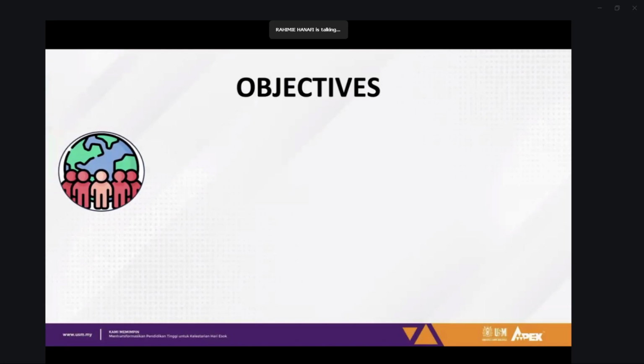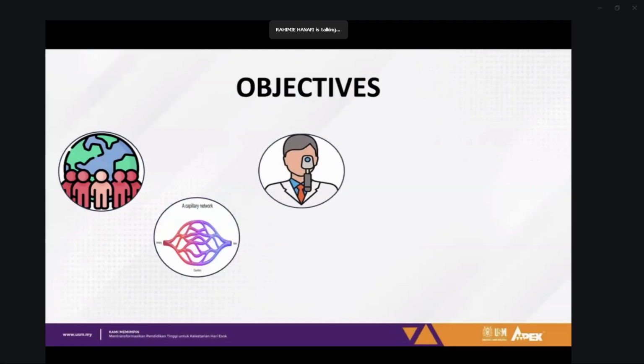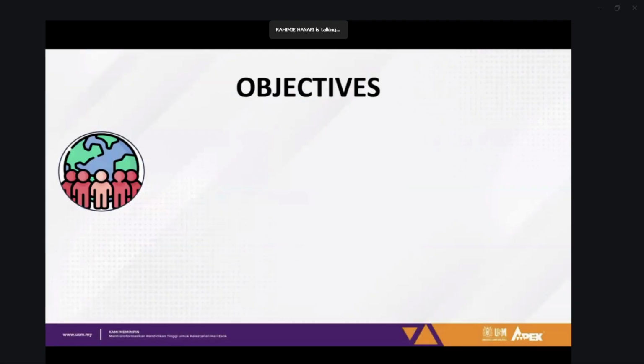So, diabetes remains one of the most prevalent non-communicable diseases in Malaysia, and its ocular complication, which is diabetic retinopathy, is a leading cause of preventable visual impairment. Today, I'm very delighted to share with all of you insight into diabetic retinopathy with our dedicated primary care providers.